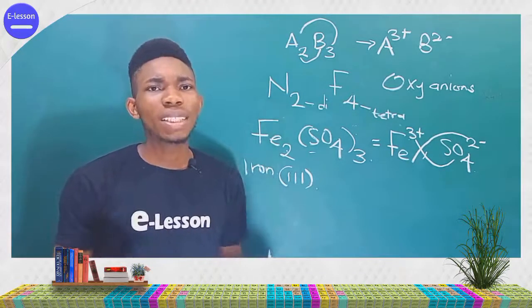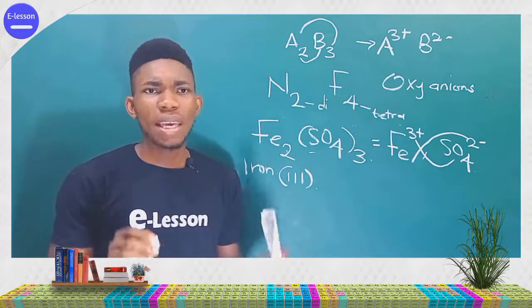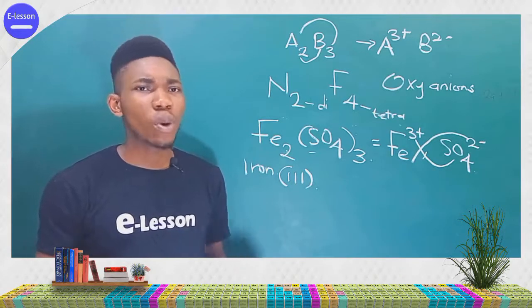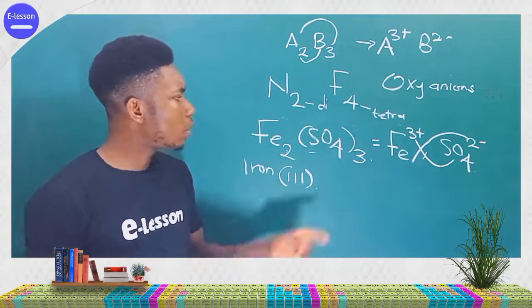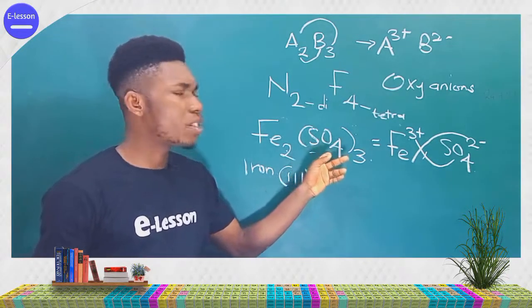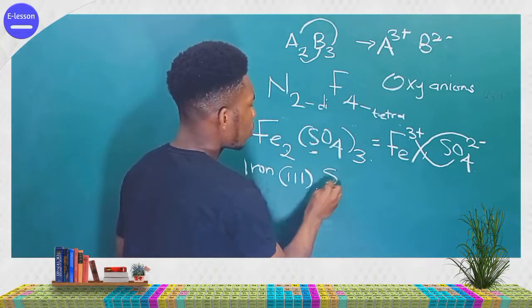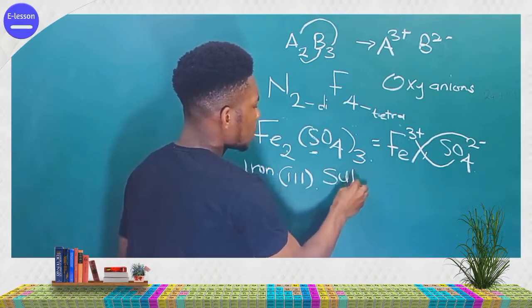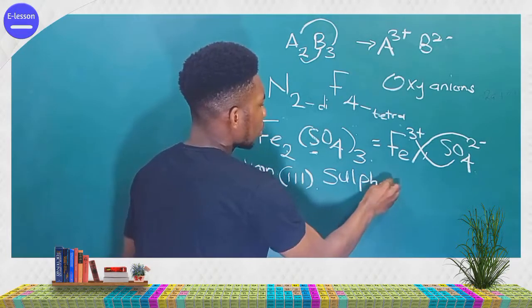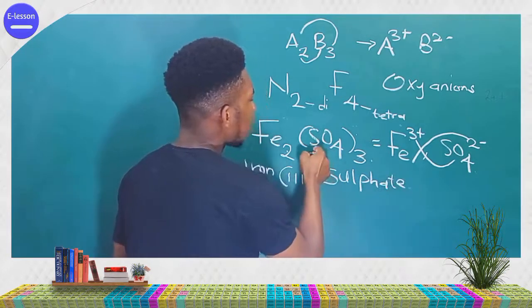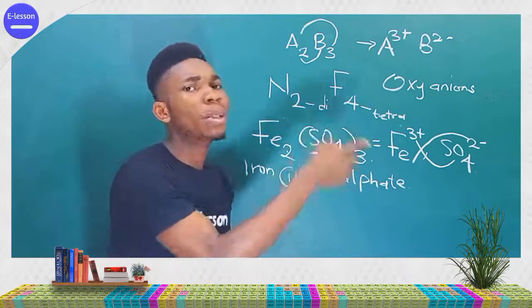You name them -ate. Are we getting it? It ends with what? -ate. Then you now call the compound that the oxygen is bonded with. The compound that oxygen is bonded with is what? Sulfur. So this becomes sulfate.